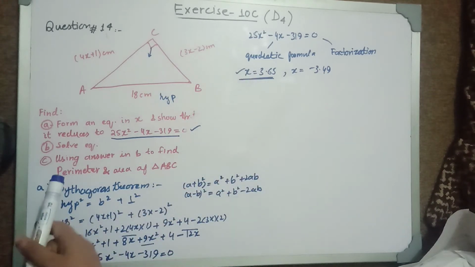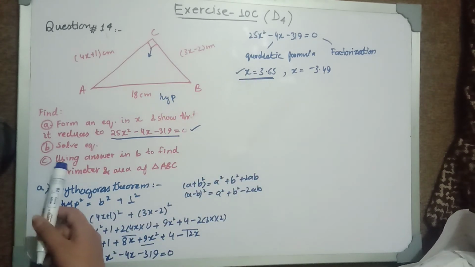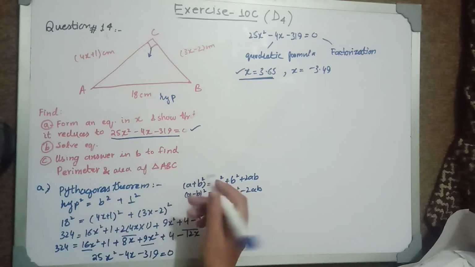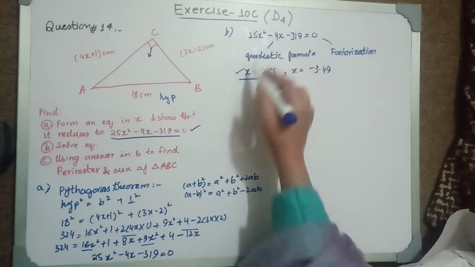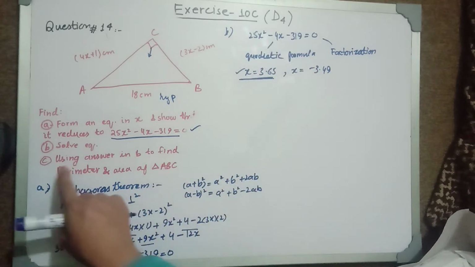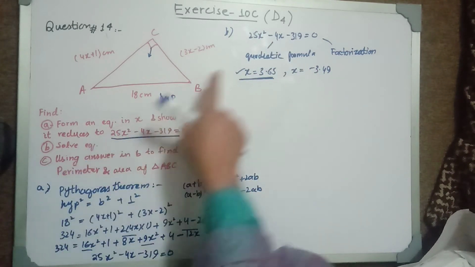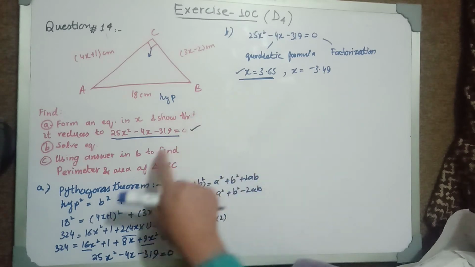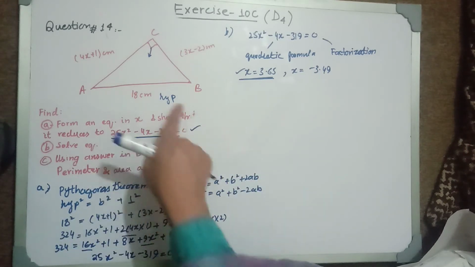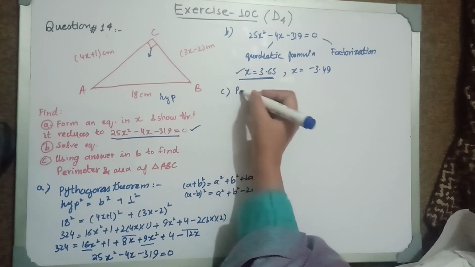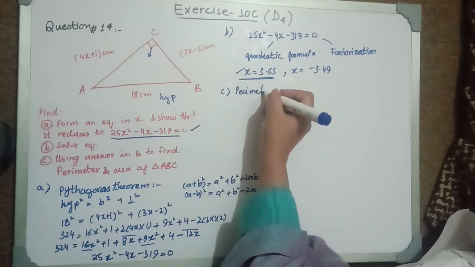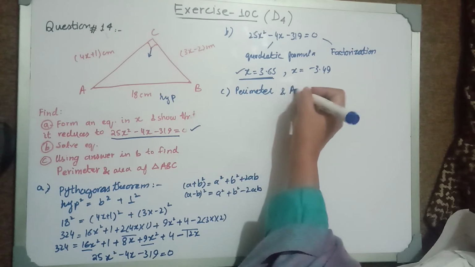Now look at part C. You're asked to use your answer in B, that was part B, to find the value of x from the equation, right? So they are asking you to use this answer, and find the perimeter and area of triangle ABC. In part C, they're asking you to find the perimeter and area of the triangle.